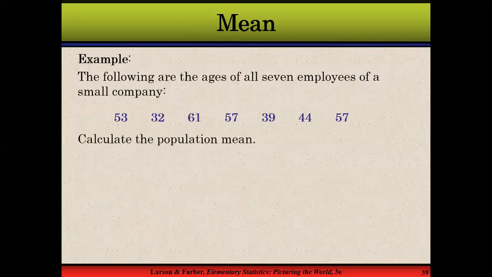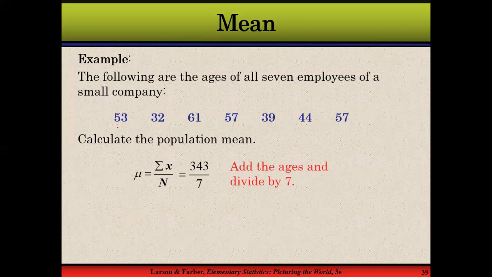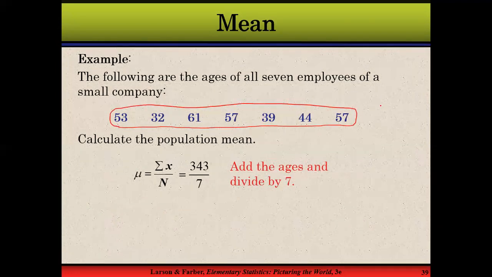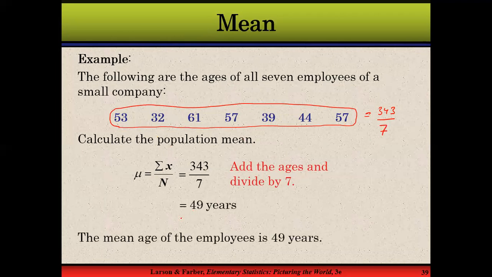Okay, what is the method of calculating mean? As we have seen in the formula, all we need to do is add up all these values, and here the sum is 343. And we divide that by the number of values. So how many values do we have here? We have 7 values. After dividing, we get the answer, which is called the arithmetic mean.